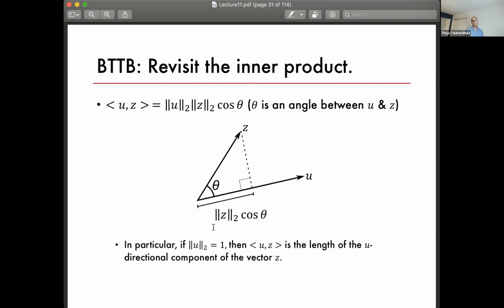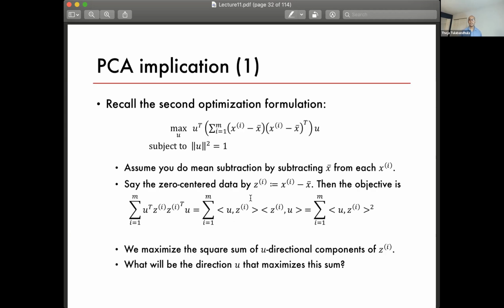In particular, if u is unit norm, then the 2-norm is equal to 1. Then this inner product just gives us the length of the u directional component of vector z. So this vector z, its u direction component. So if you project it onto u, then there's some constituent of z which is in the same direction as u. What is its length? Okay, that's what an inner product is doing. It gives you that.